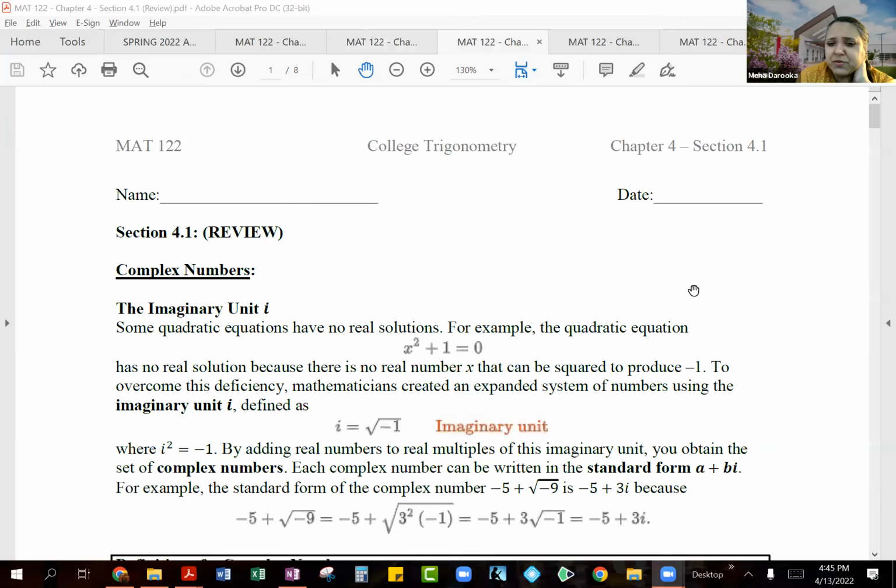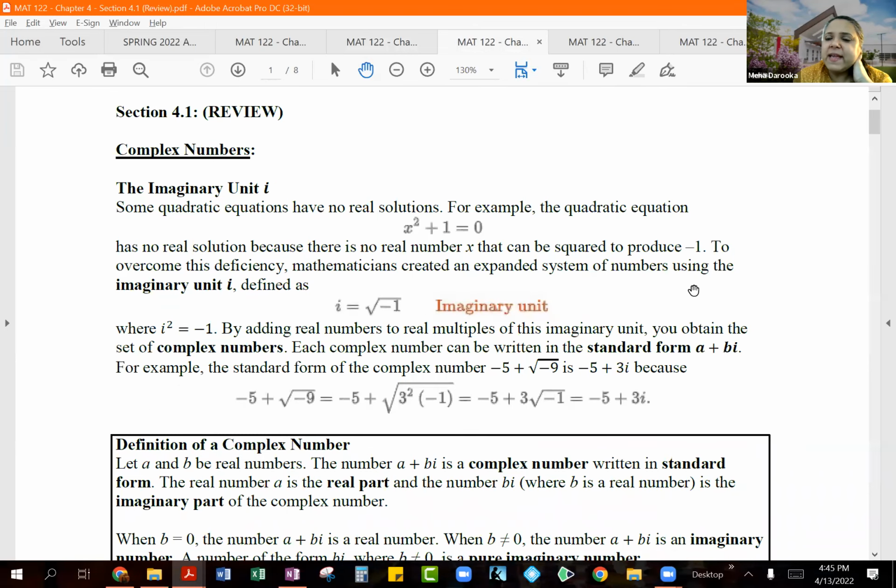This is going to be a review section. Because you have done college algebra as a prerequisite for this course, we're not going to spend too much time going over complex numbers. But since it's probably been a while since you've worked with them, I want to give you a good base, so that when we move on to the next sections, you are at least comfortable working with complex numbers.